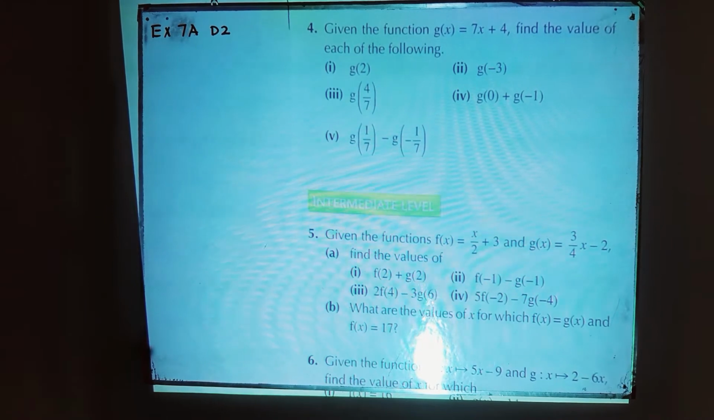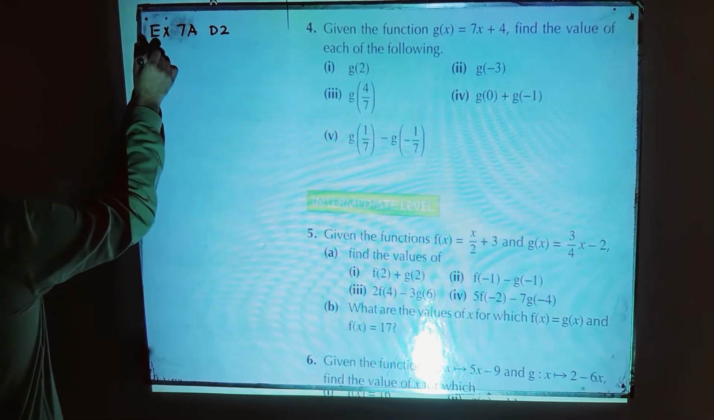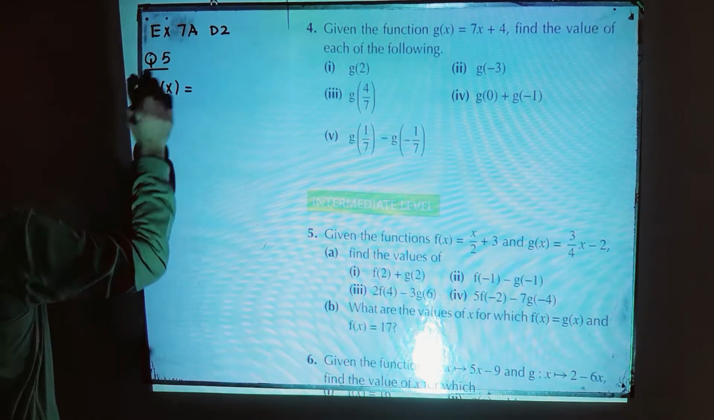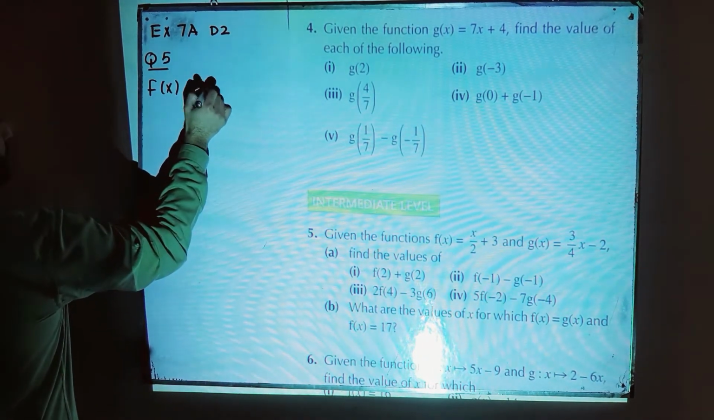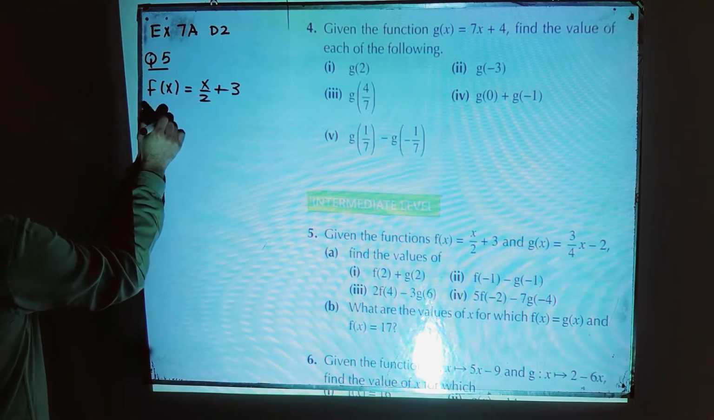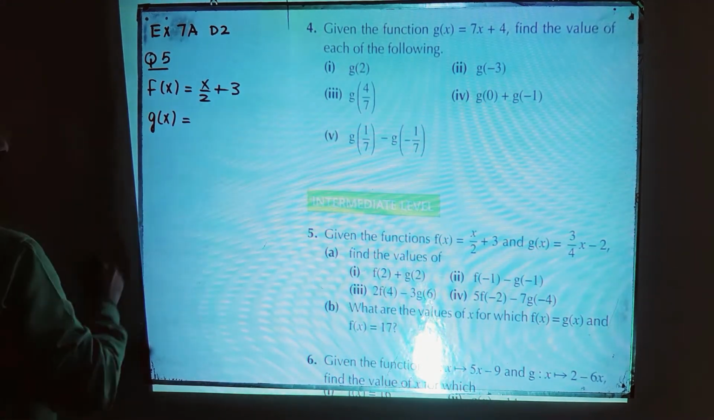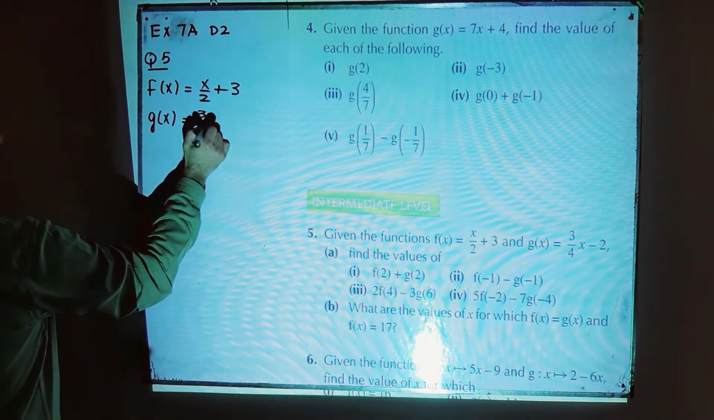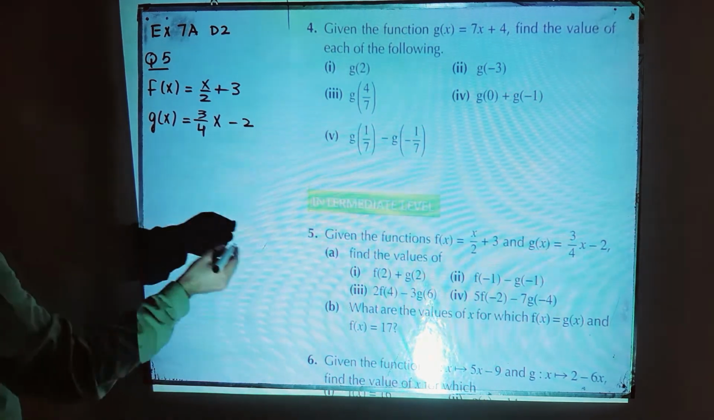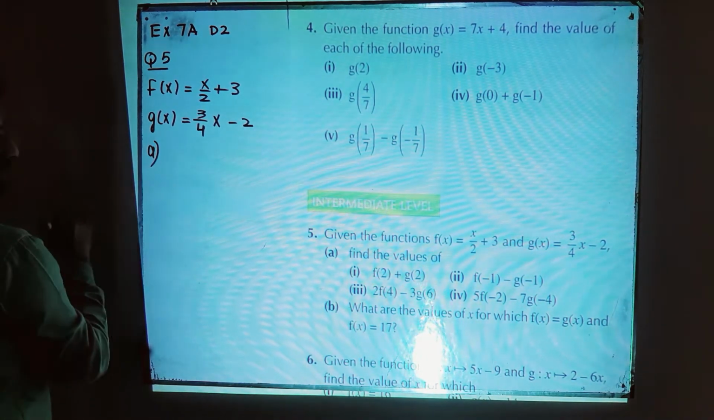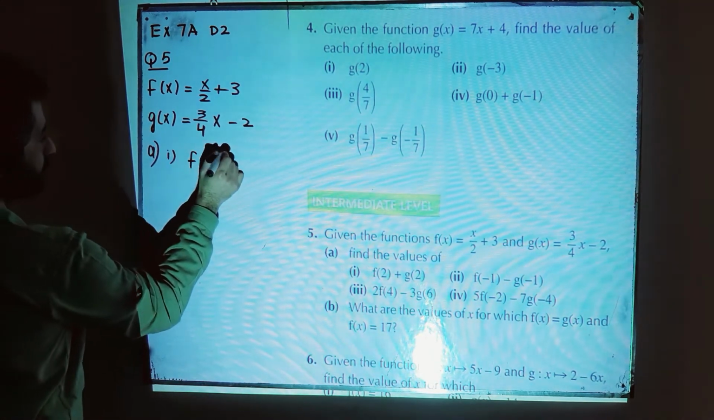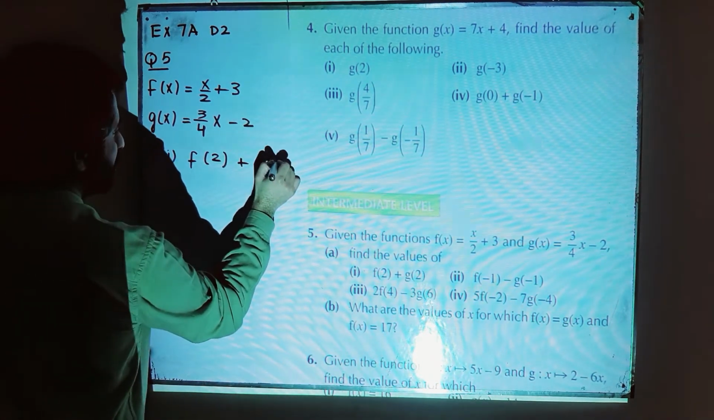Question number 5 is given that the function f(x) is x by 2 plus 3, while g(x) is 3 by 4 x minus 2, and we have to find the values of, in part A, we have to find the value of part 1, which is f(2) plus g(2).